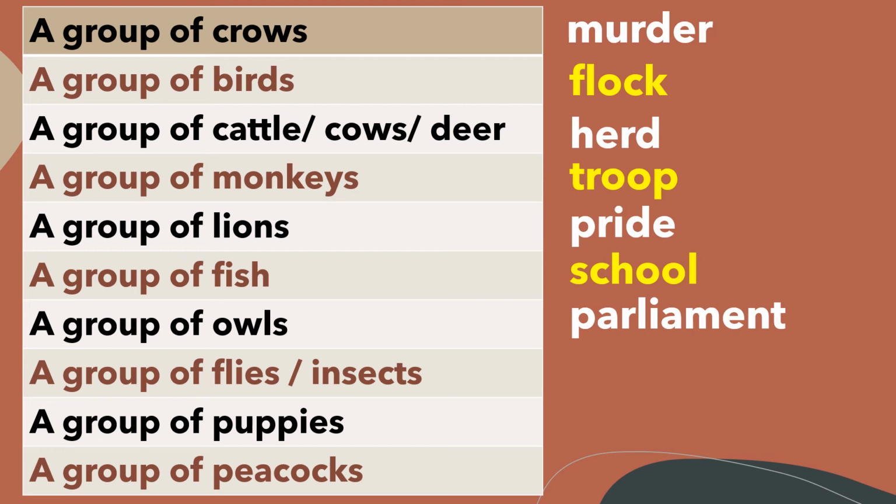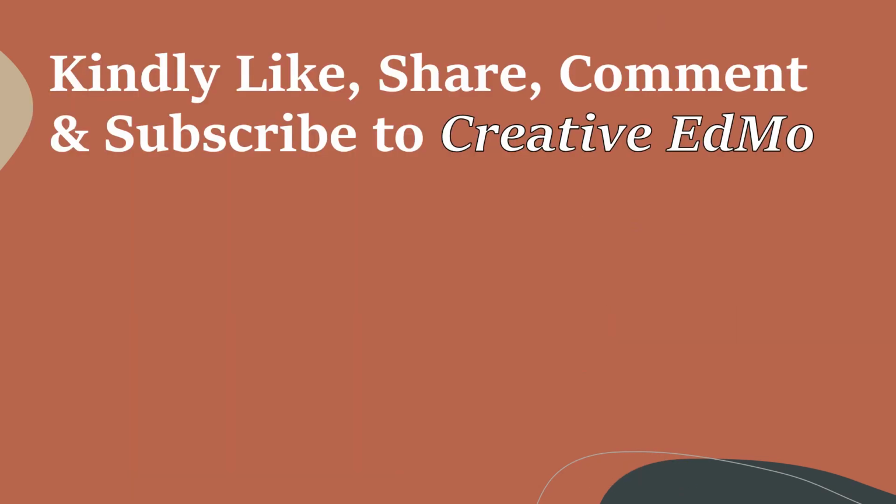Okay, what about a group of flies or insects? Swarm. A swarm of flies. Group of flies. And a group of puppies? It's litter. And last, a group of peacocks? It is muster.